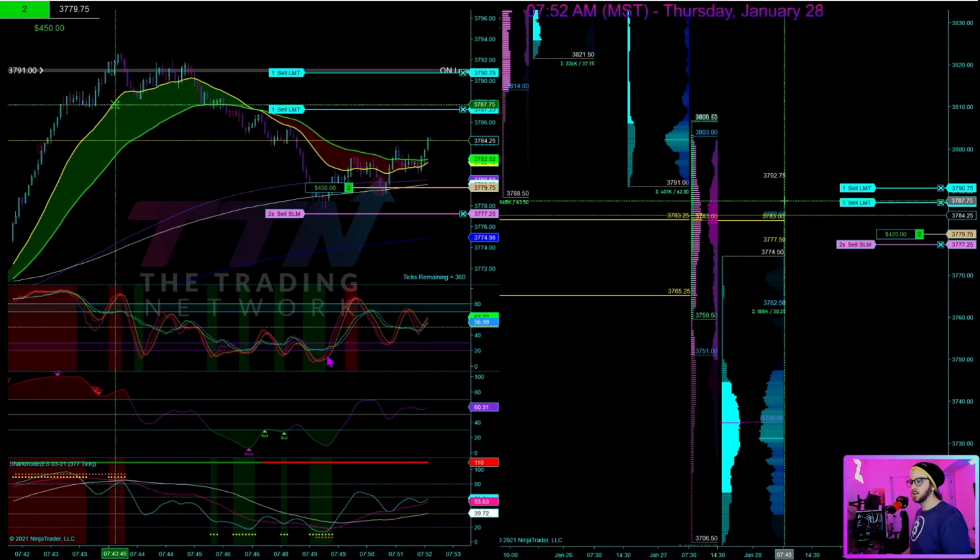I'll pause this quickly. You can see the oscillators curling and crossing up. You can see we have very nice support from the 200 simple moving average and the 200 exponential moving average, and you can see that I have my stop loss below the low of that candle, or the wick rather, and I waited in this instance for the local low to be put in.